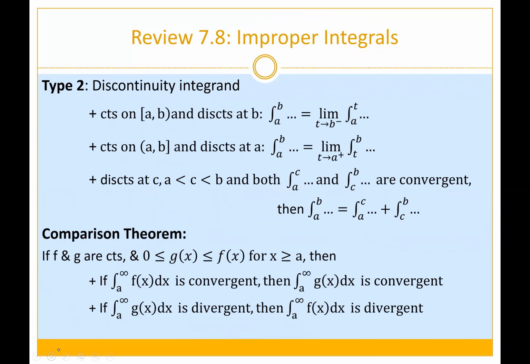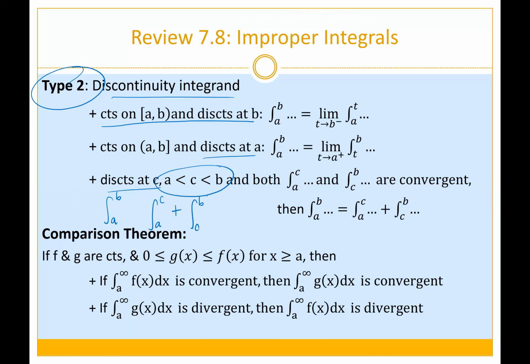We also have type 2, called discontinuous integrand. In one of the boundaries, we either have a discontinuity at the upper limit or at the lower limit, or we have a discontinuity at a number inside the interval. For the last type, if you have from a to b, you have an instinct to split it into from a to c and c to b. However, to make sure this equal sign holds, you have to make sure that both of them are convergent.